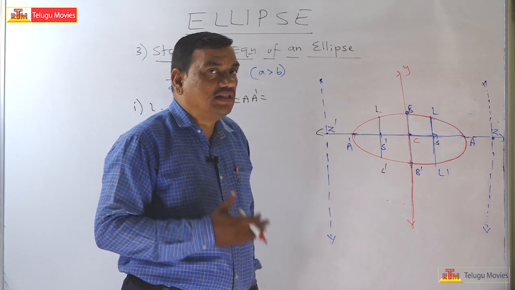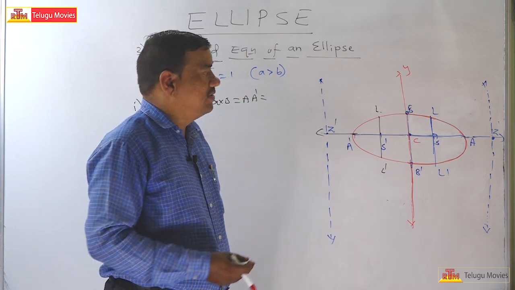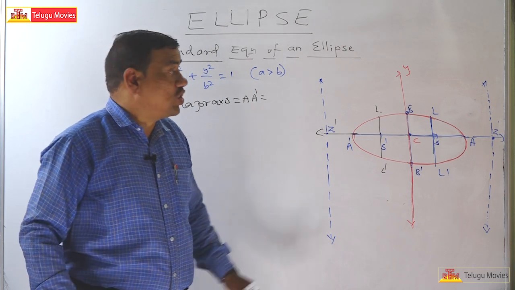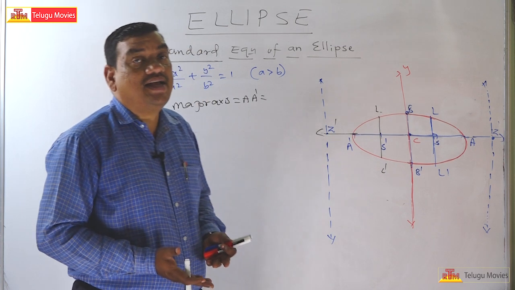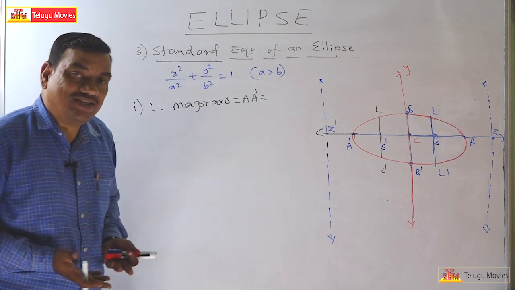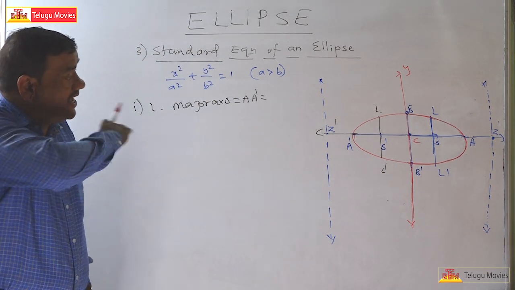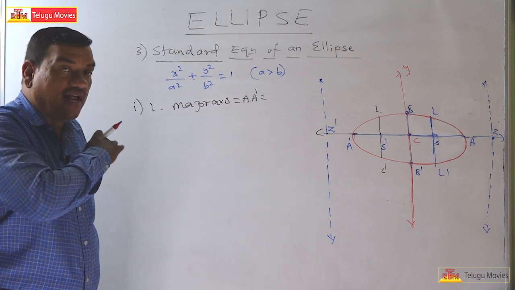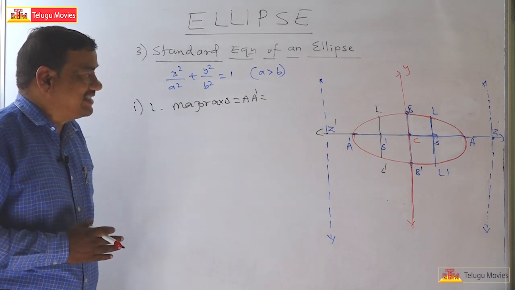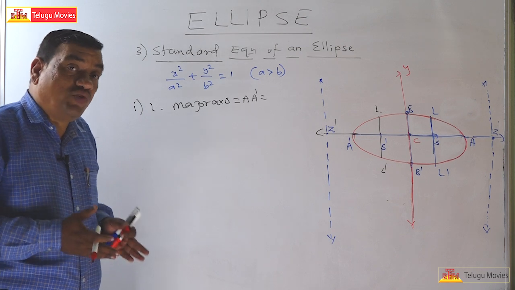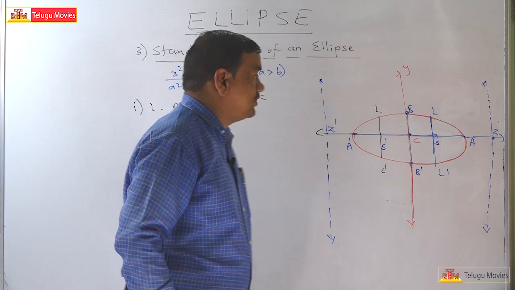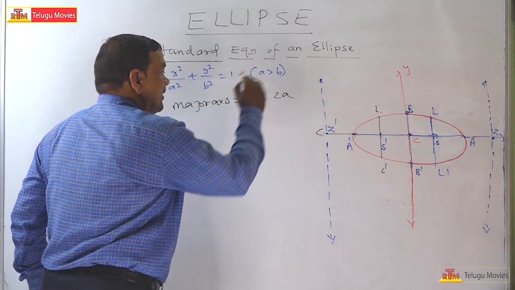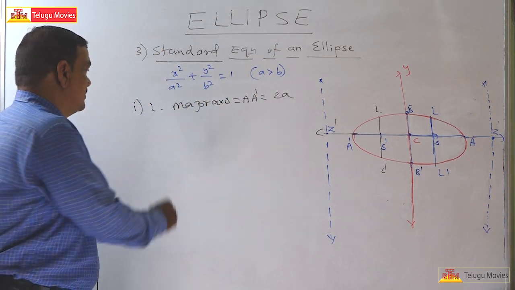What is a vertex? The definition I have also given. The point of intersection of the conic, whatever may be the conic, with the axis of the conic is called the vertex. Here, the complete line passing through A and A dash is called the major axis, but coming to the length, we defined it as the distance between the vertices A and A dash. So this is given as 2A.